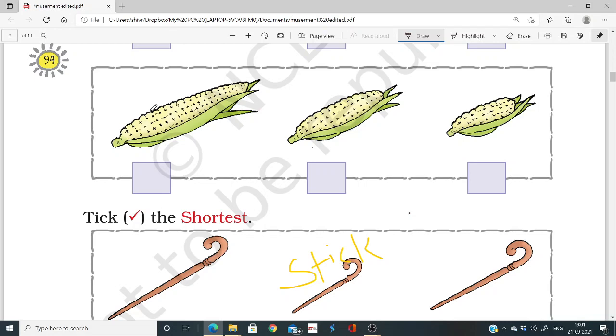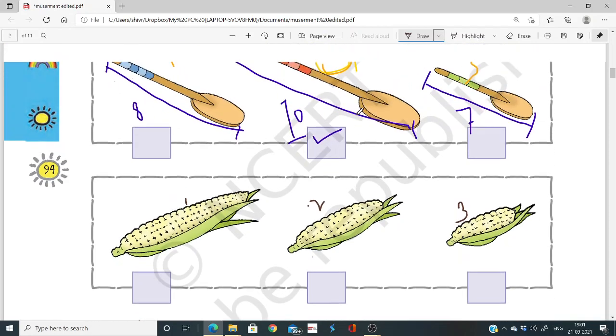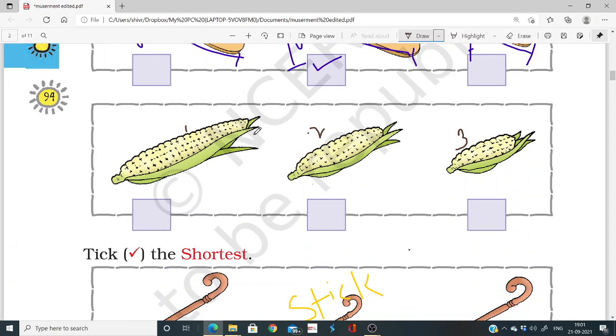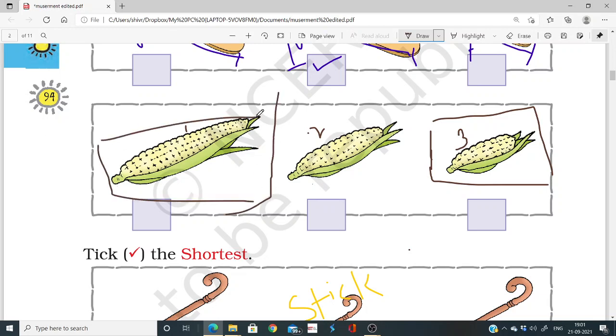Now, here we have three sweet corns. First, second, and third, right? Okay. Which is longest and which is shortest? You can clearly find out this sweet corn is the shortest of these three sweet corns, and this is the longest, and we have to take the longest. This is the longest, right?